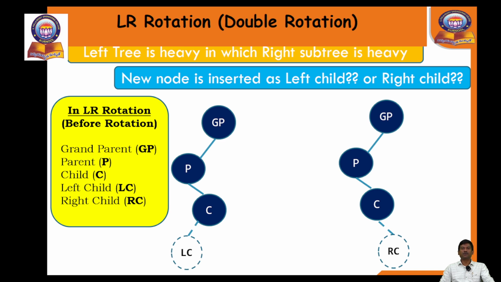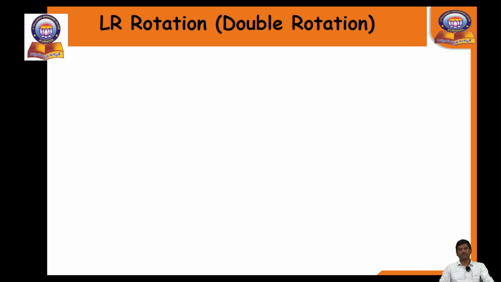These are the notations which are being described in your LR rotation. That is, what does the grandparent become, what is his parent, and in which scenario it looks like the child, and similarly LC as well as the RC, that is right child. So this is the before rotation and the after rotation. Of course this is also the before rotation, because in either of these scenarios C becomes the root. These are the possibilities for the child: either the left child may be present or the right child may be present.